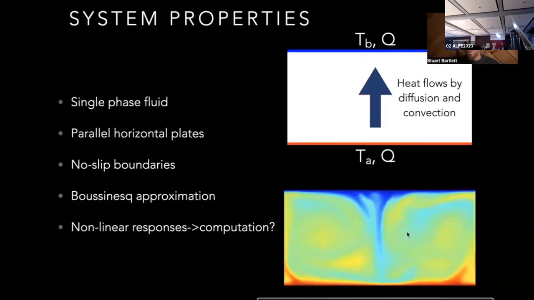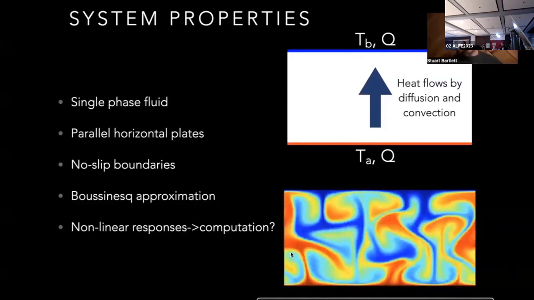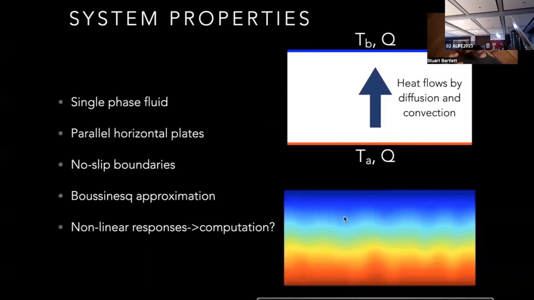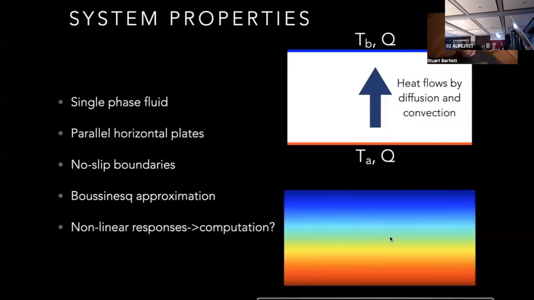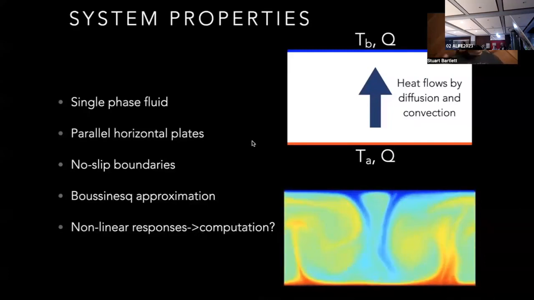This system has periodic boundary conditions, but in the rest of the talk, we'll be dealing with systems that have no-slip walls on all four boundaries. So that means there's no fluid flow actually on the boundary. They're frictional walls. And we assume the Boussinesq approximation, which basically just states that any density differences caused by temperature gradients only influence the buoyancy force, but we're basically just assuming that it's still an incompressible fluid. And so in general, these systems have nonlinear responses. And so a natural question to ask is whether they can exhibit memory and computation.